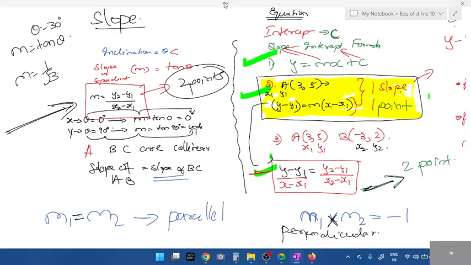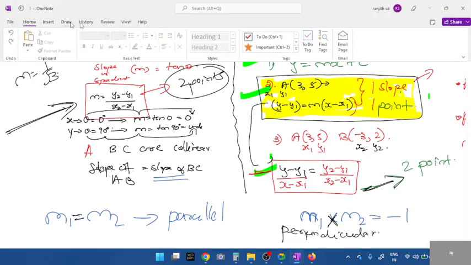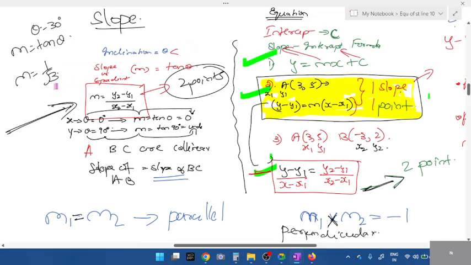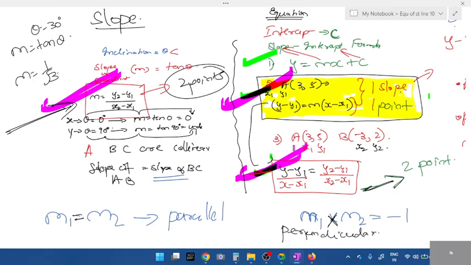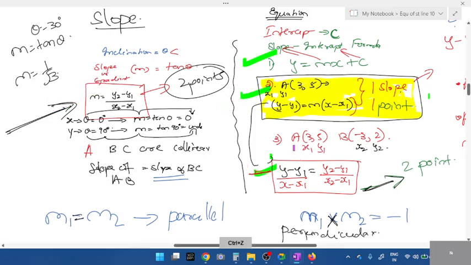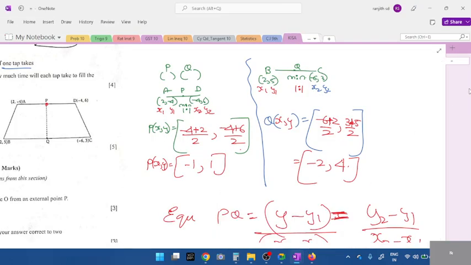Mostly they give only these three, students. Let me mark it. Look at the pink line. These three, this one and this one. Mostly the questions are based on this: slope, 1 point, 2 points. And this was a good question, they have given all three together.